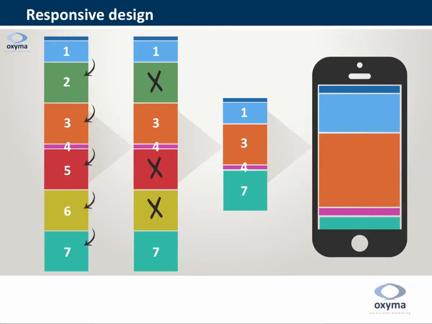As you can see here, 1, 3, 4, and 7 we have decided are really important information for a user on mobile, and that creates a mobile specific version of the email or website, meaning that that user on the go only gets the important information.